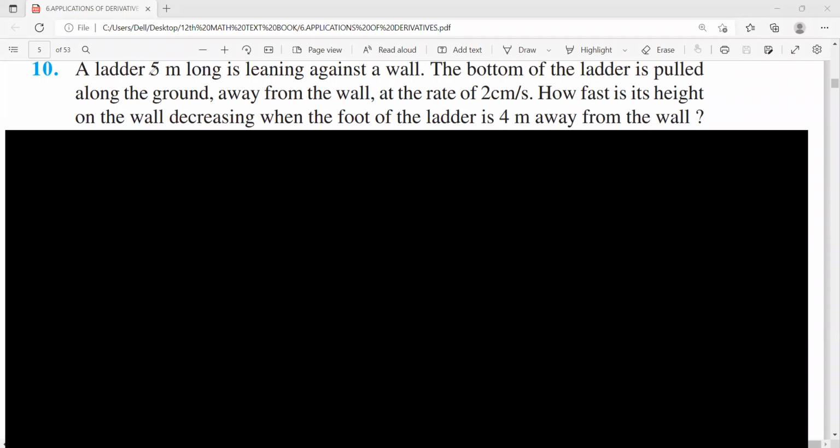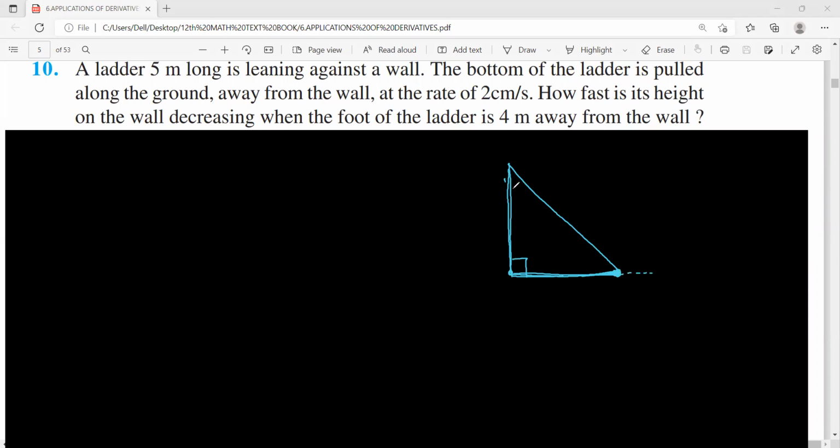Yeah, sure. So here a ladder 5 meters long is leaning against a wall. Let's take this as the wall and this as the ladder. This is the ground, so obviously this is 90 degrees. The bottom of the ladder is pulled. This is the bottom, and it is pulled like this.